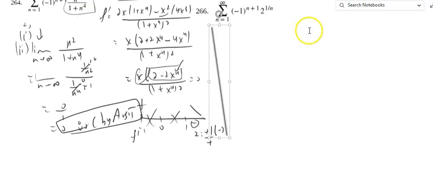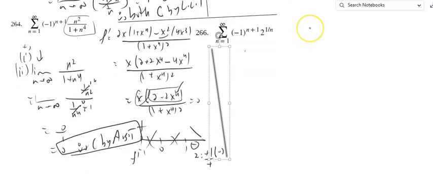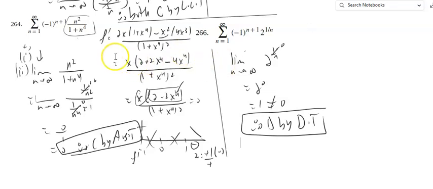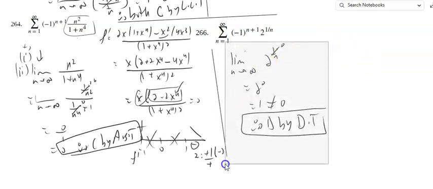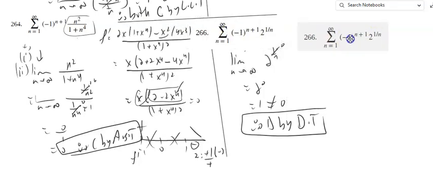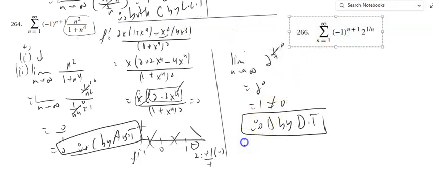All right, let's look at the next problem. Well, again, if we take the limit as n approaches infinity of 2 to the 1 over n, that is 0. 2 to the 0 is 1, which doesn't equal 0. Therefore, it diverges by the divergence test. Oh, I forgot to check if this was conditionally convergent or not. Okay, sorry about that. Let's just shift this entire problem to the right since it's so short.